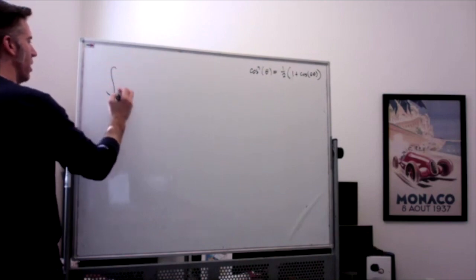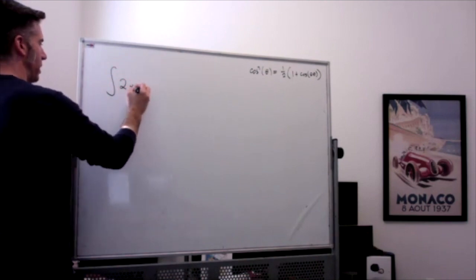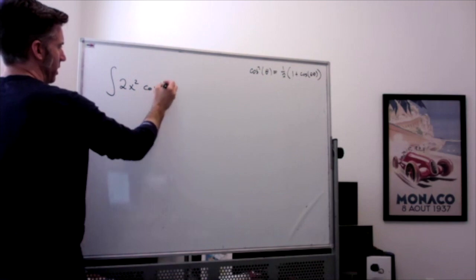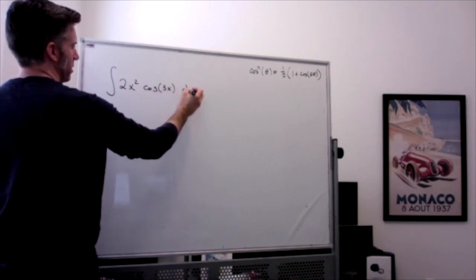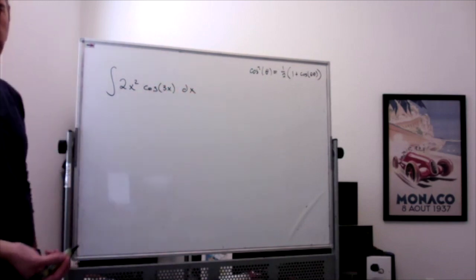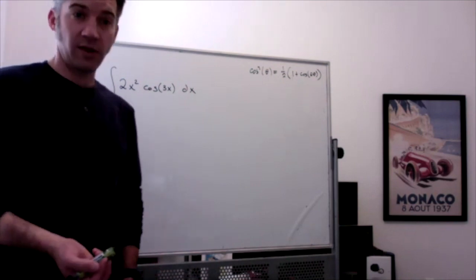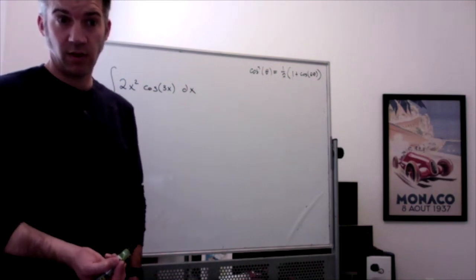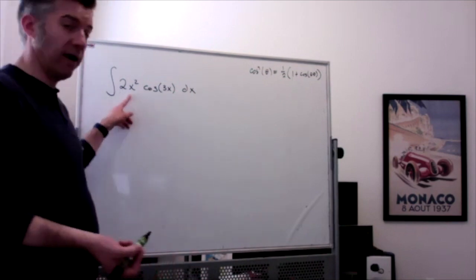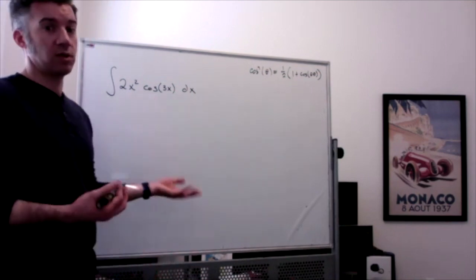Let's do the integral of 2x squared cosine of 3x dx. I really feel like that's the part that they really want us to do, which is definitely an integration by parts problem. We have a mixture of things, right? We have a power of x times a trig function. So we're going to use integration by parts.